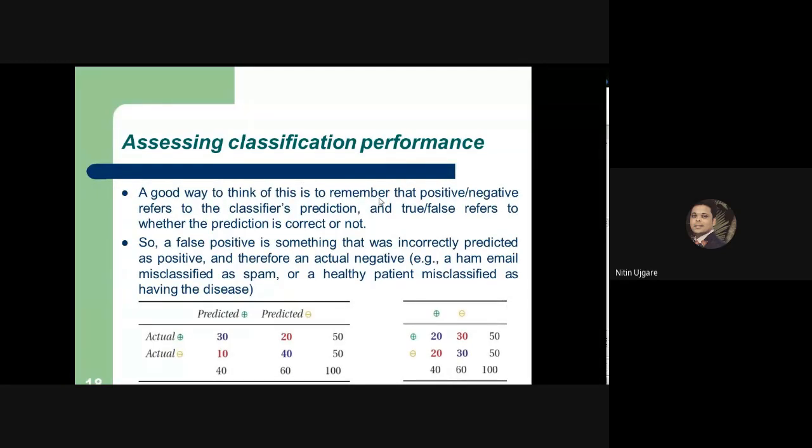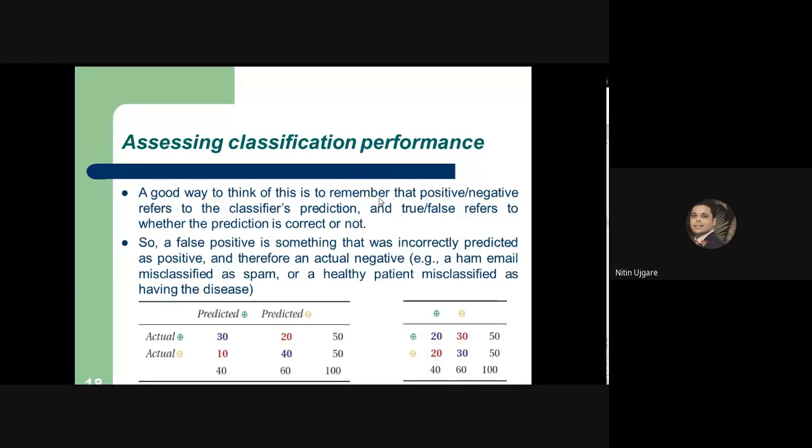So a good way to think of this is to remember that positive and negative refer to the classifier's prediction, whereas true and false refer to whether the prediction is correct or not. So that's how we are supposed to interpret this confusion matrix.